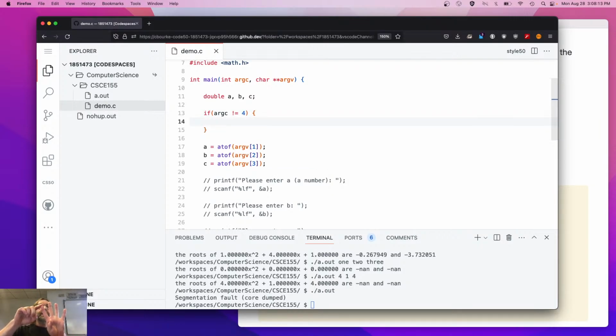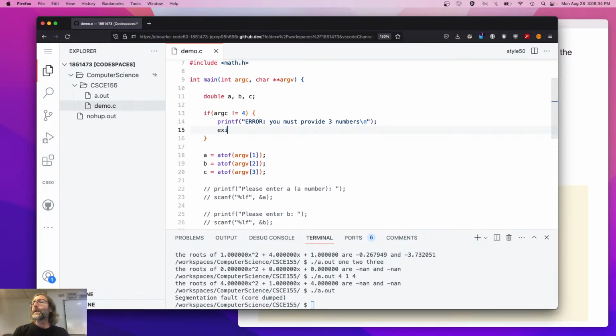You should have given me a.out 1 4 1. So if that's not the case, if it's not equal to 4, I will print an error message, printf error, you must provide 3 numbers. That's intended for human consumption, because there's no computer that's going to read that. And then I'm going to exit on them with an error code of 1. Don't worry about that. We'll look at that later. I don't want the program to continue.